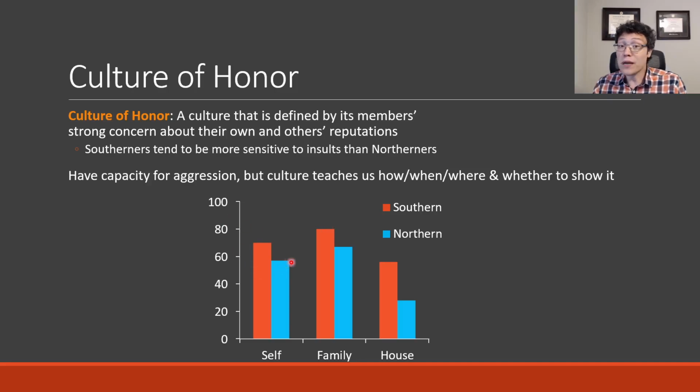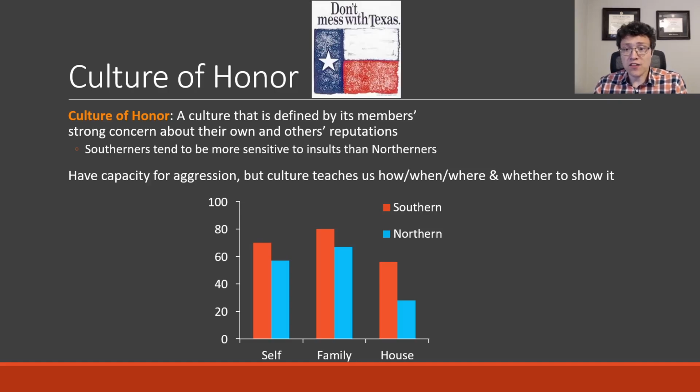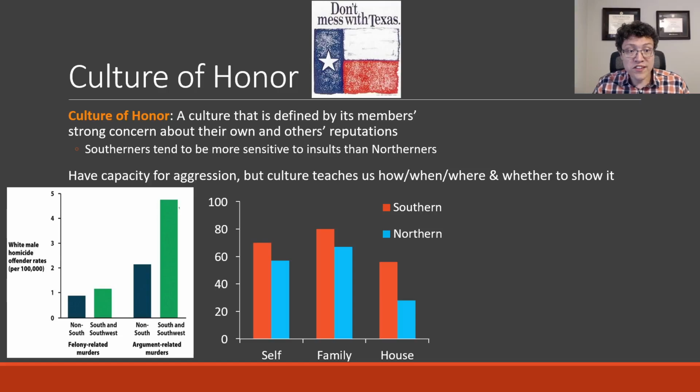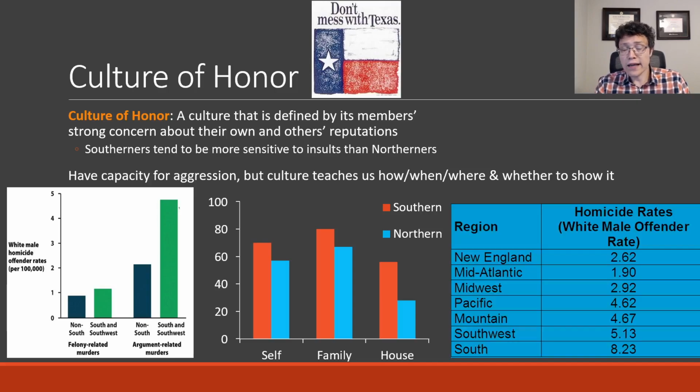If somebody makes fun of you, if somebody makes fun of your family, or if somebody makes fun of your house, how likely you are to actually go to bat for this, to fight somebody for this. And you can think about this, right? Like Texas's slogan is "Don't mess with Texas." Beyond this, we see that there are more argument-related murders in the South and Southwest than there are non-argument-related murders in the other sides of this. And when we only look at white male homicide, white males causing homicides, where you see the most likely chance of a white male committing a homicide is in the South and the Southwest.